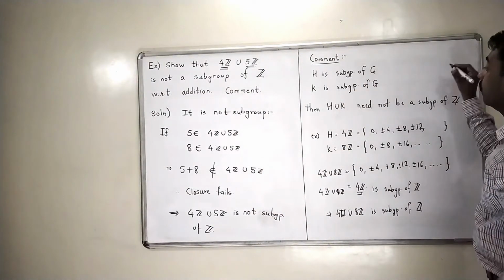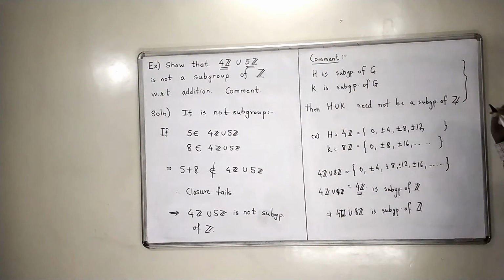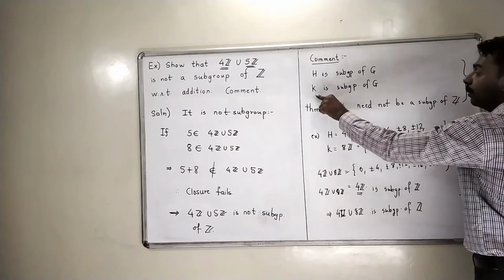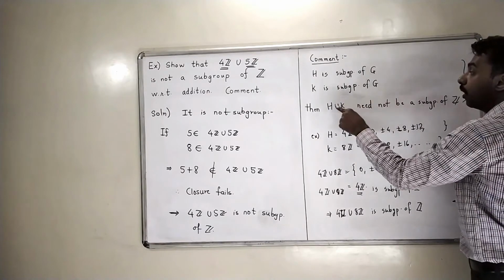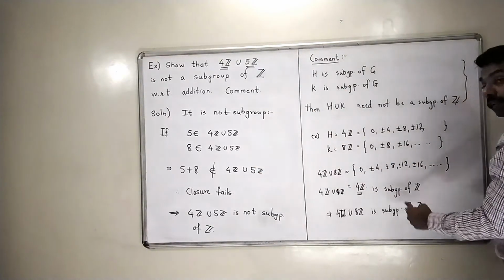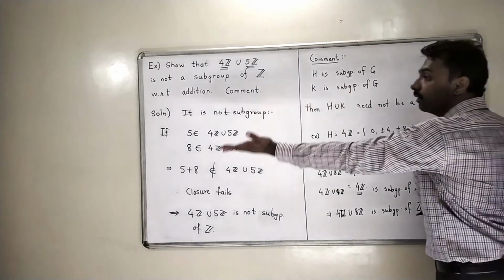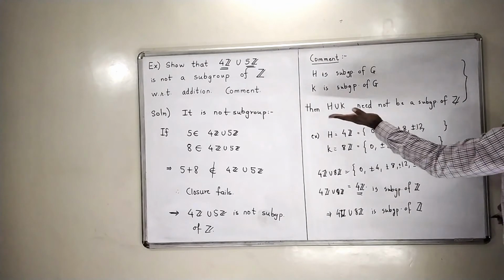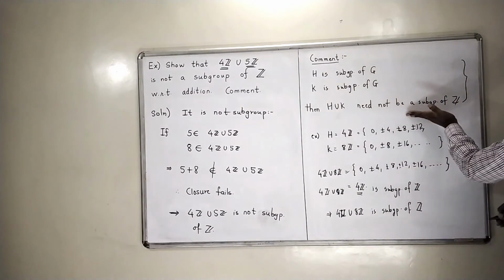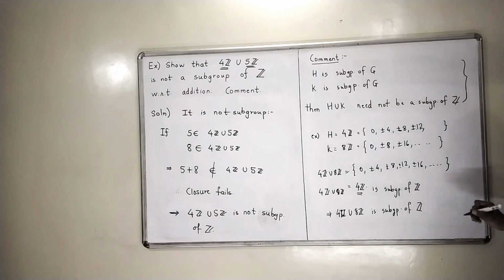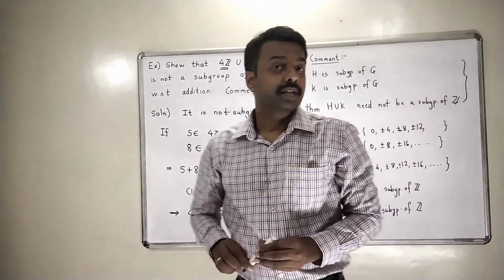That is why the comment that we have made now makes sense. If I take a subgroup H of G, and a subgroup K of G, can I surely say that the union is not a subgroup? No. Can I surely say that it is always a subgroup? No. Sometimes it will be a subgroup, sometimes it will not. That's why we are saying that H union K need not be a subgroup of G. So this finishes our exercise.